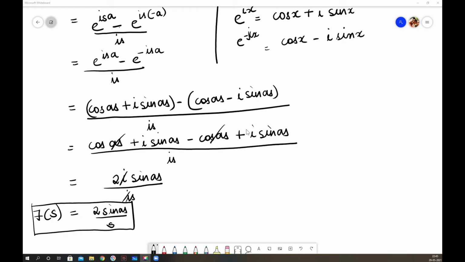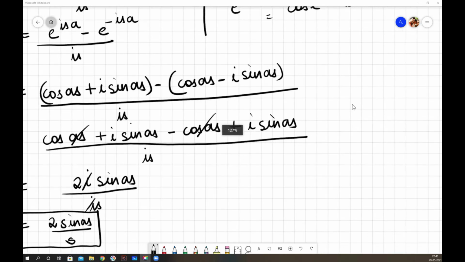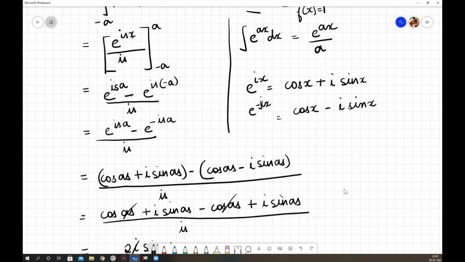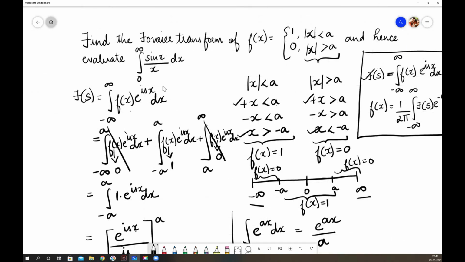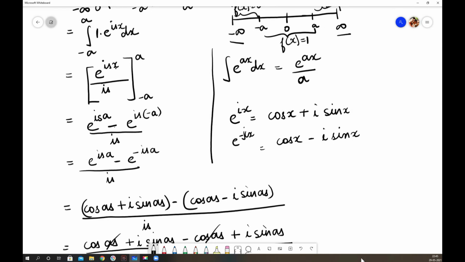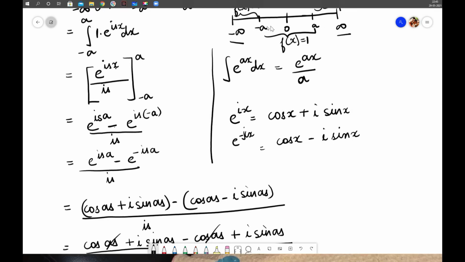Now we found f of s. So now we will go to the second part. What is the second part? And hence evaluate this particular integral, 0 to infinity sin x by x dx. So we'll find this out.